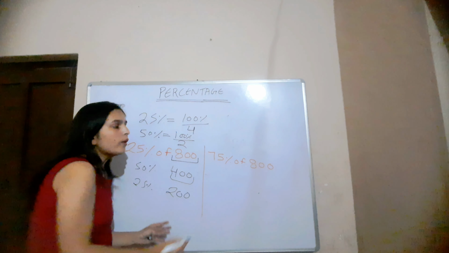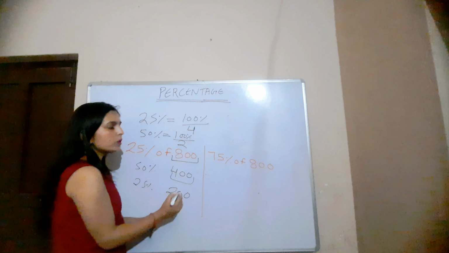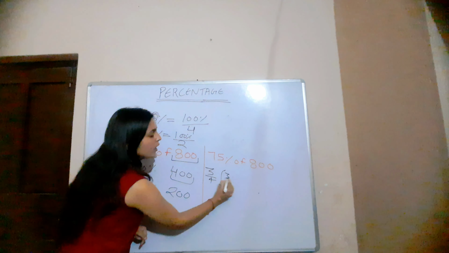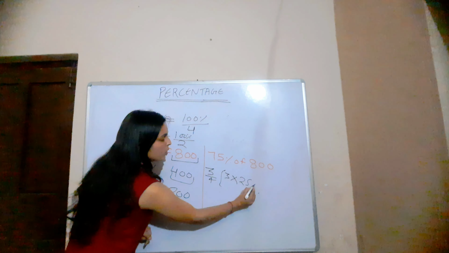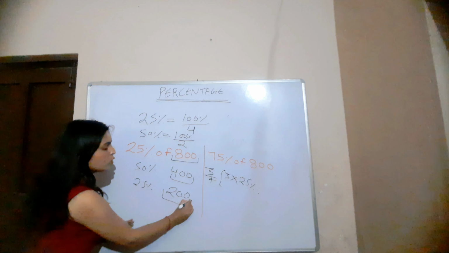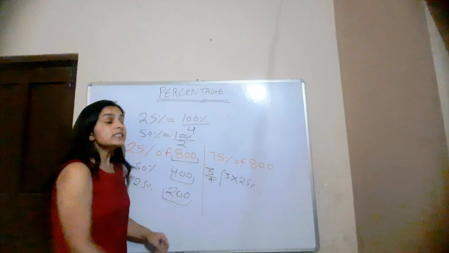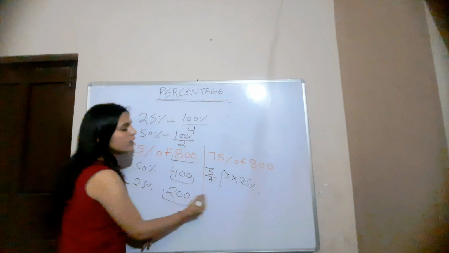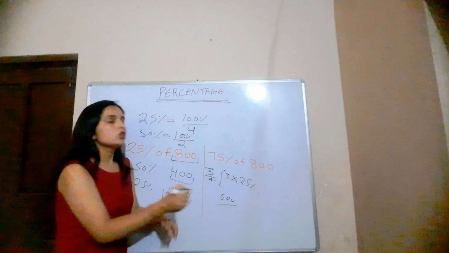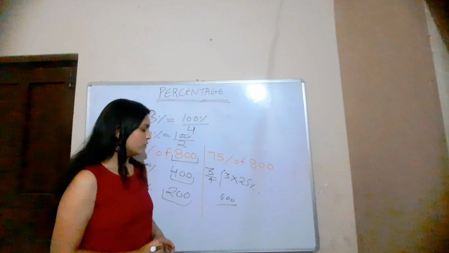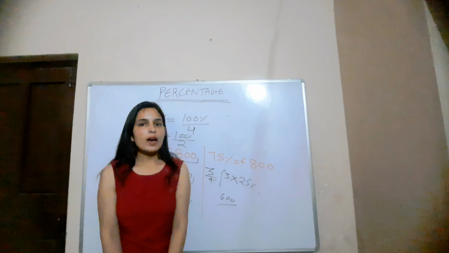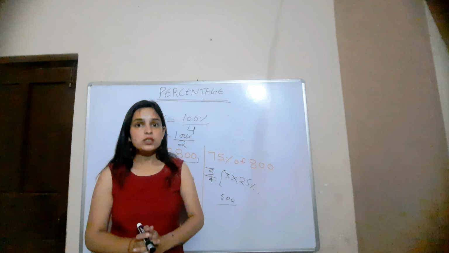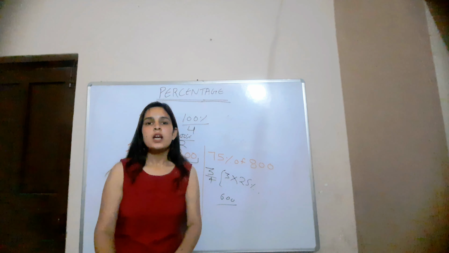Now if I want to find 75%, 75% होता कितना है 3/4, that is 3 multiplied 25%. तो अगर मैं इस नंबर को 3 times करती हूँ, so that will be 75%. So 200 3s are 600. So 75% of 800 would be 600. So in this way you can find the percentage of any number by connecting them to the fractions, which is much more easy way.